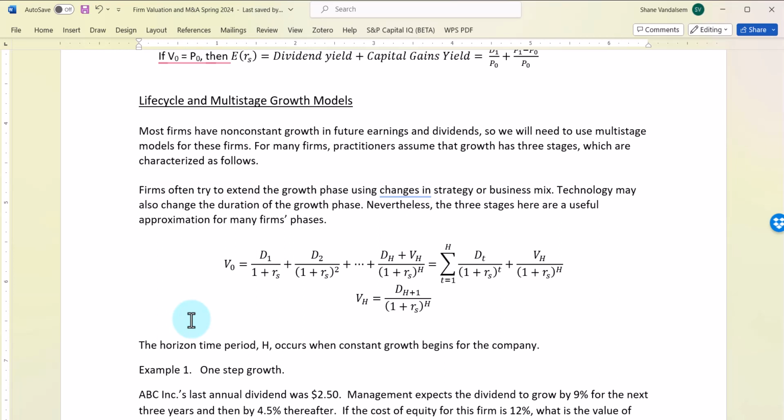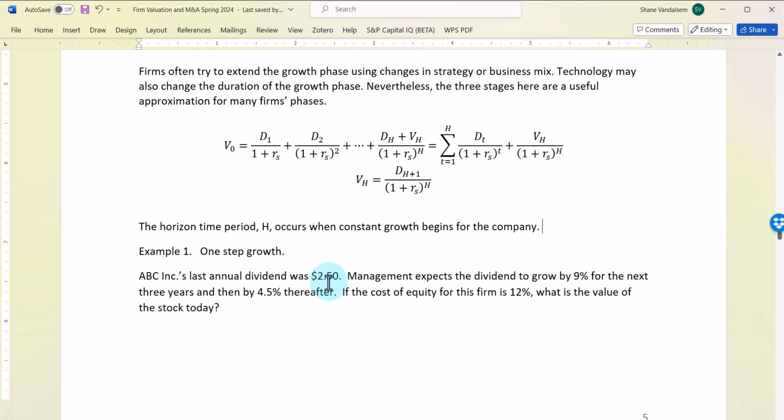But barring acquiring another firm or doing some other form of diversification, Coca-Cola has really saturated the market, and they would generally be considered a constant growth company. And we'll take a look at them later. But for now, let's look at a few examples of non-constant growth. So we've got an example here of ABC Inc. ABC Inc.'s last annual dividend was $2.50. Management expects the dividend to grow by 9% for the next 3 years and then by 4.5% thereafter. If the cost of equity for this firm is 12%, what is the value of the stock today?